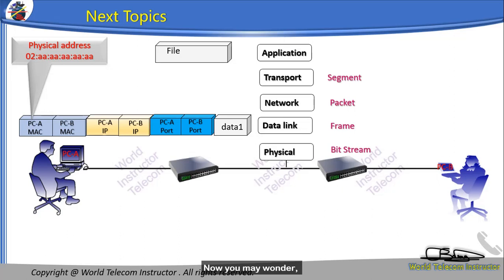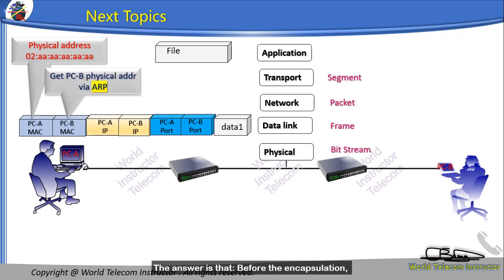Now next, you may wonder how computer A gets the PC B MAC address during the encapsulation. The answer is that before the encapsulation, computer A will send an ARP request to discover the PC B MAC address. We will talk about ARP in the next video.